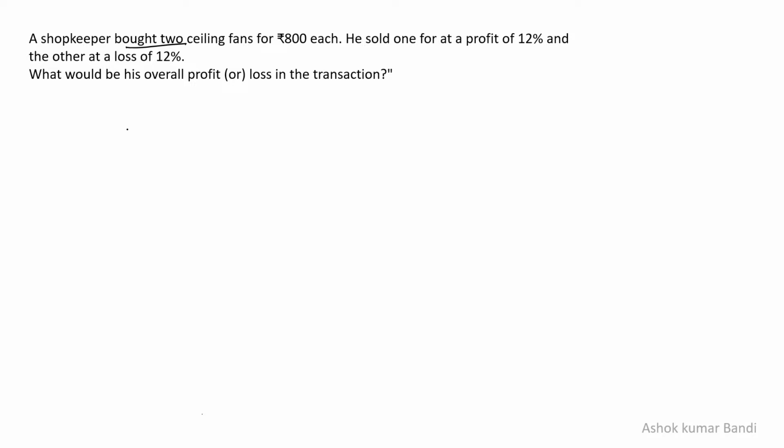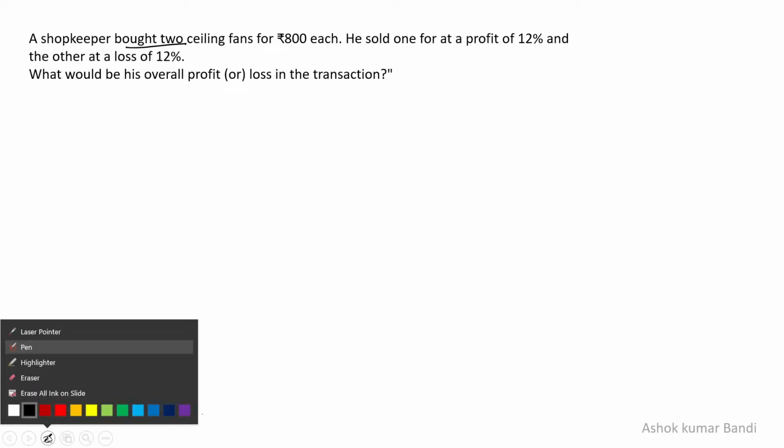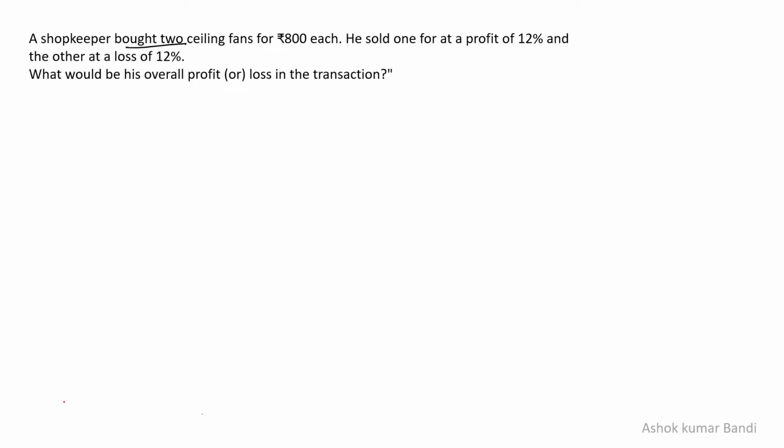If it is any other percentage, how to do it, that's what we are going to do next. If this is the problem, you can directly say no profit no loss, but if it is any other problem, you have to do it in the following way. So he is buying two ceiling fans for 800 rupees each. So CP1 is 800 and CP2 is 800. Here he is getting a profit of 12%. Here he is getting a loss of 12%.